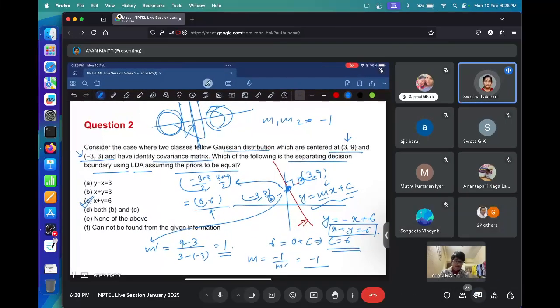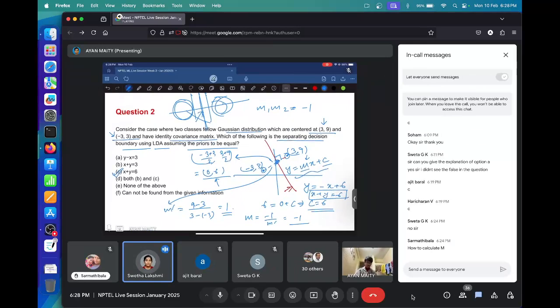If the priors are not equal, will it still be a straight line, the decision boundary? Yes, it will always be a straight line because this is linear discriminant analysis. So linear is in its name. So the decision boundary is certainly linear always, but if the priors are not equal, it would shift towards one of the Gaussian distributions based on the probability values calculated.